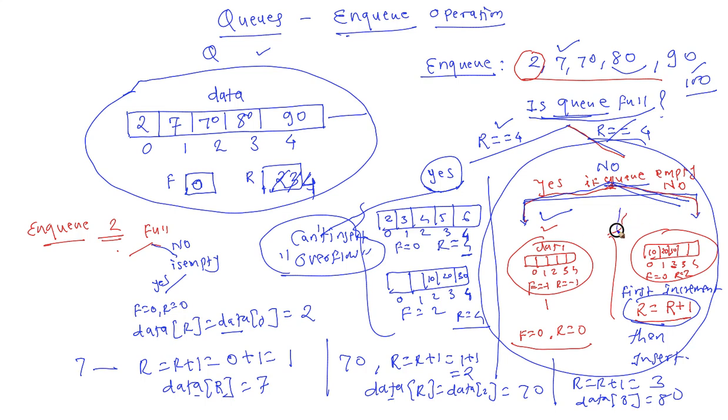The other situation is the queue is partially full. The queue is empty and the queue is partially full, right? So these are the 2 situations. I told you this because when we write code for this, this clear explanation will help you write the code.